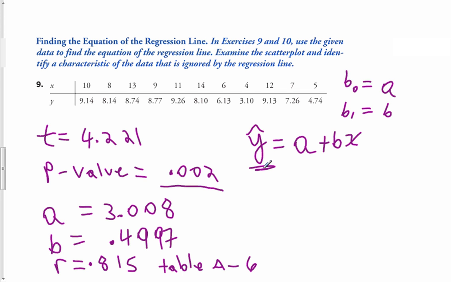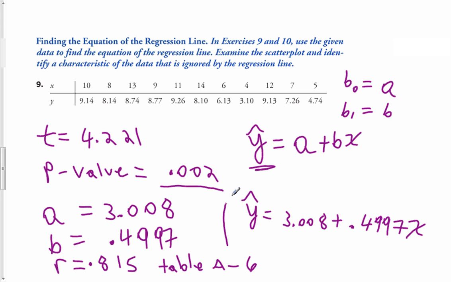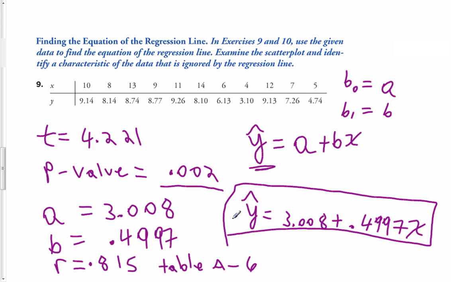So the regression equation, y hat, which is going to be the predicted value, is going to be 3.008 plus 0.4997x. So that is going to be the answer for part A. The equation of the regression line is this. And then it says examine the scatter plot and identify characteristics of the data that are ignored in the regression line. Okay, well, let's see.